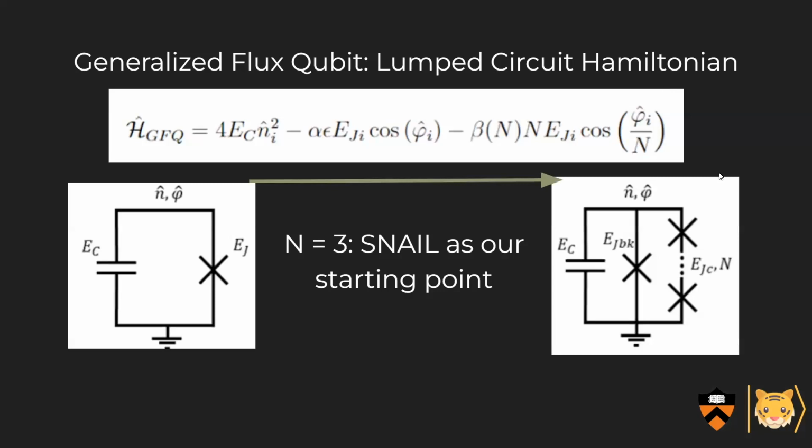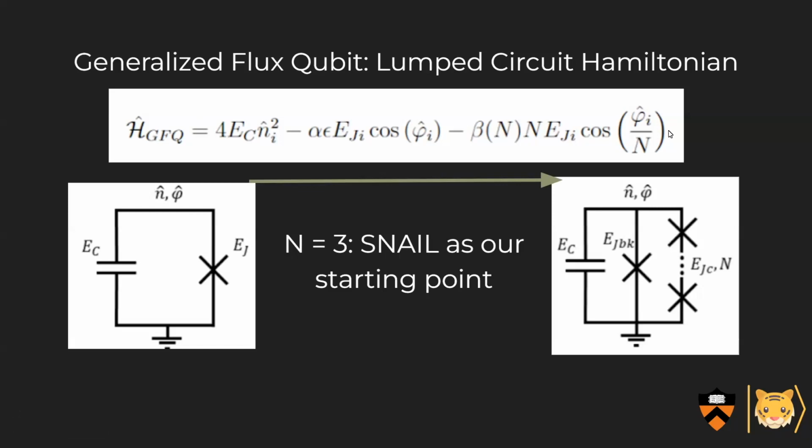So, generalized flux qubit. Basically, what did I do with the GFQ to understand its modes, to figure out whether it's degenerate or not? The first thing I did was I wanted to get a lumped circuit abstraction. So I wanted to get this circuit on the right, but model it as if it's the circuit on the left, much like a transmon.